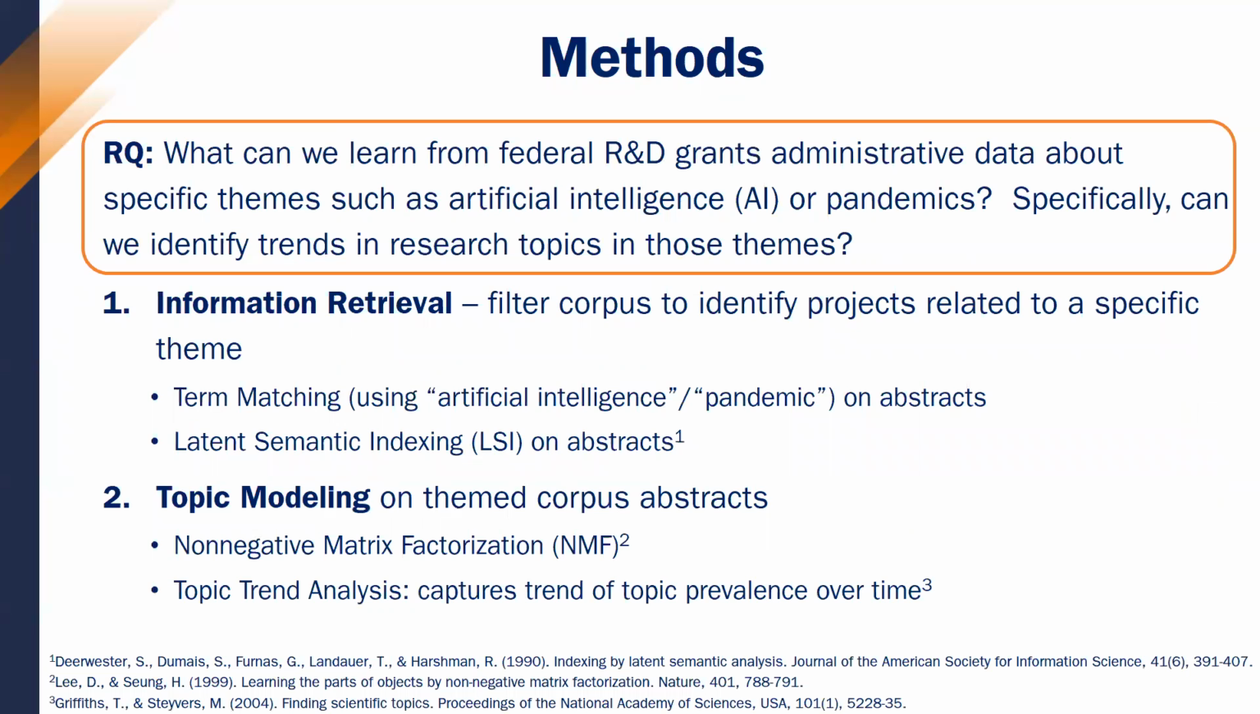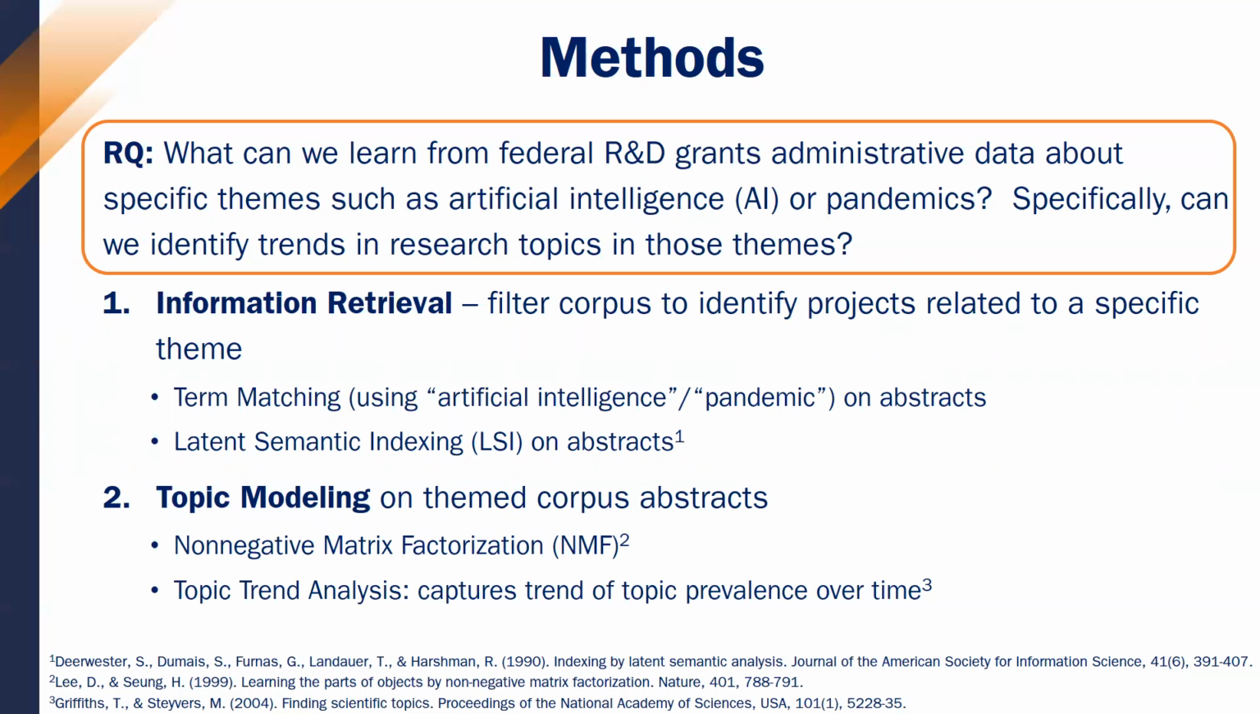So now that we have this prepared data set, we return again to our research question of what can we learn from this data set about a specific theme such as artificial intelligence or pandemics? And can we look at trends in topics in those themes? So to solve this problem, we broke this down into two parts. The first being information retrieval and the second being topic modeling.